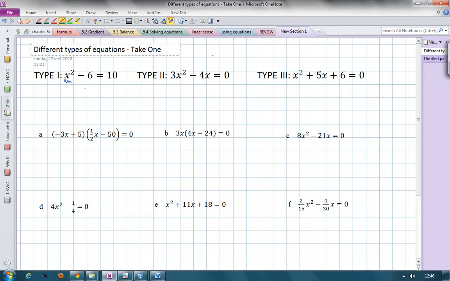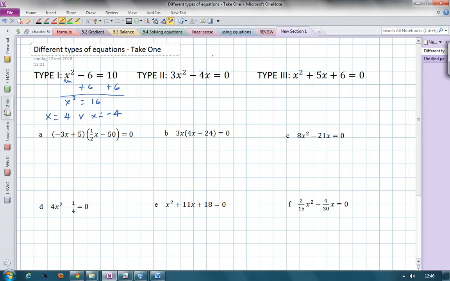We isolate the x squared by adding 6 to both sides. We get x squared is equal to 16. And then we take the square root of both sides, getting then x is equal to 4, or x is equal to minus 4. Now, many people forget this negative solution here, the x equals minus 4. Don't forget that.